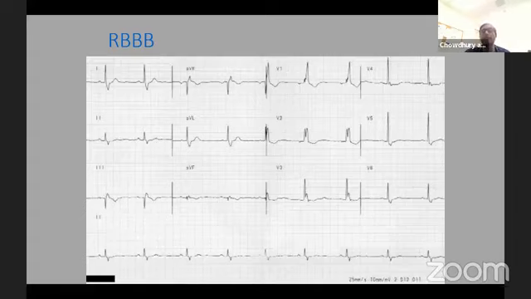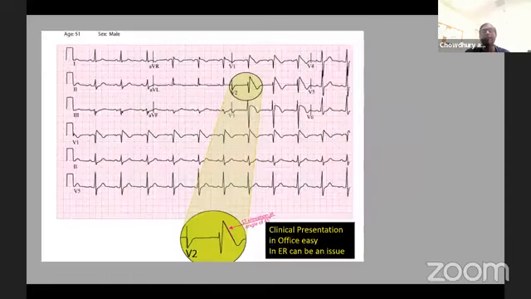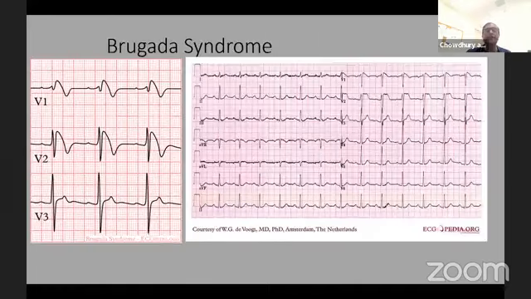Okay, and then this is hyperkalemia again. And then this is Brugada, right? This is Brugada, and this ST elevation is what I call shoulder down ST elevation. Very important. You can also see it in the critical care unit with profound acidosis and hyperkalemia. I can give you more examples of Brugada. There are different types, saddleback and typical type 1, all that.